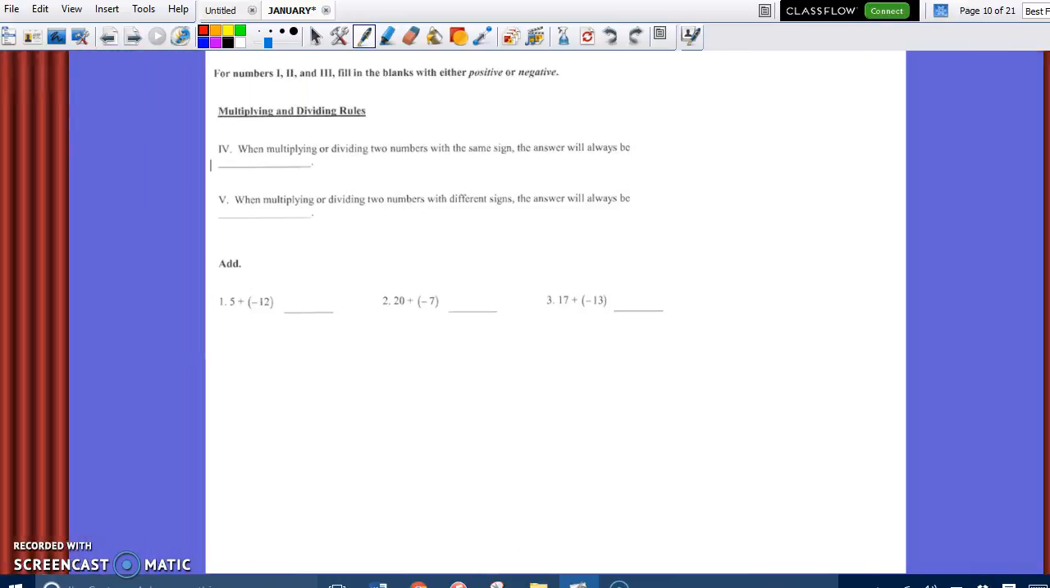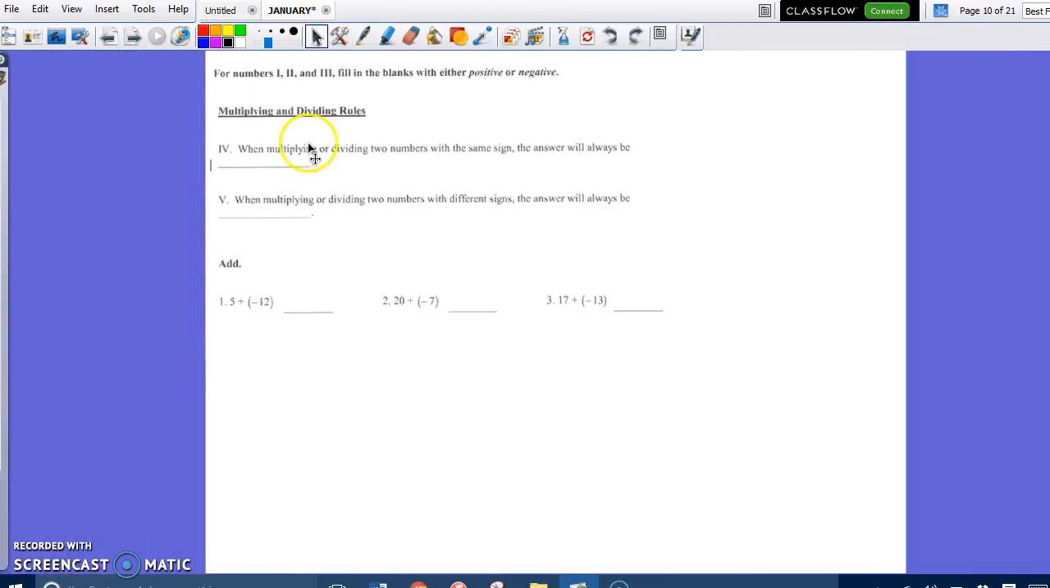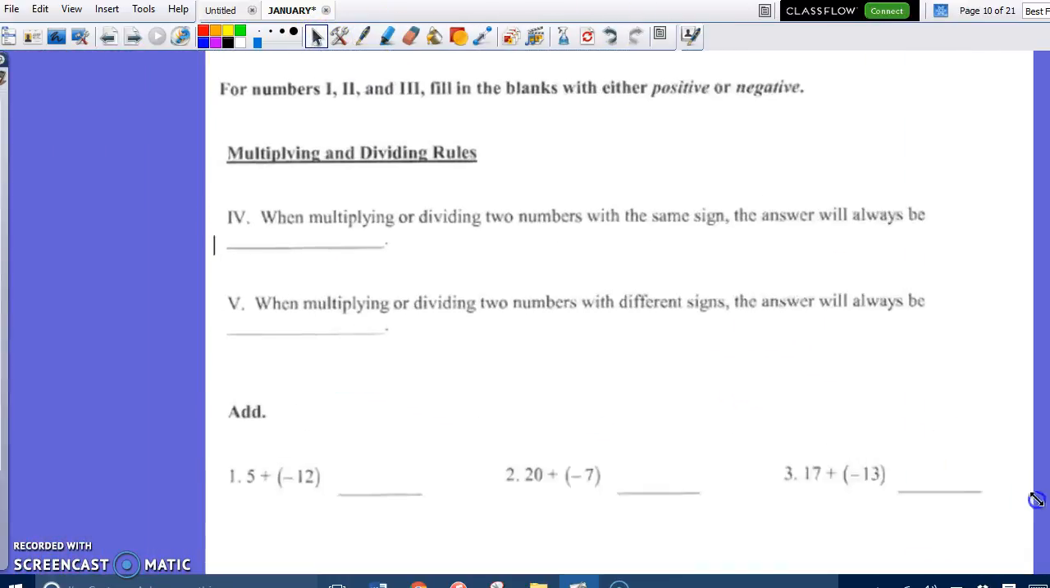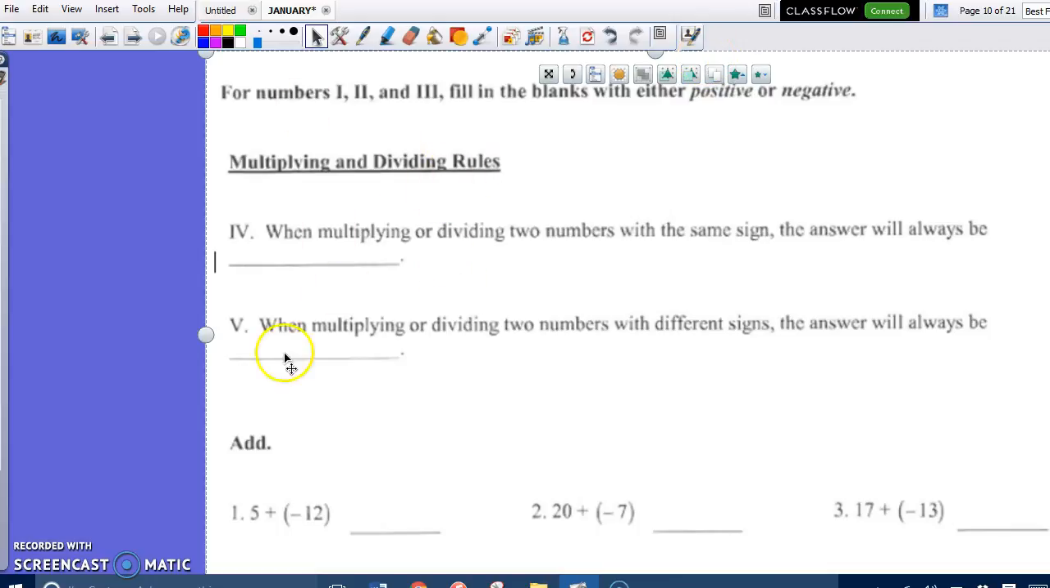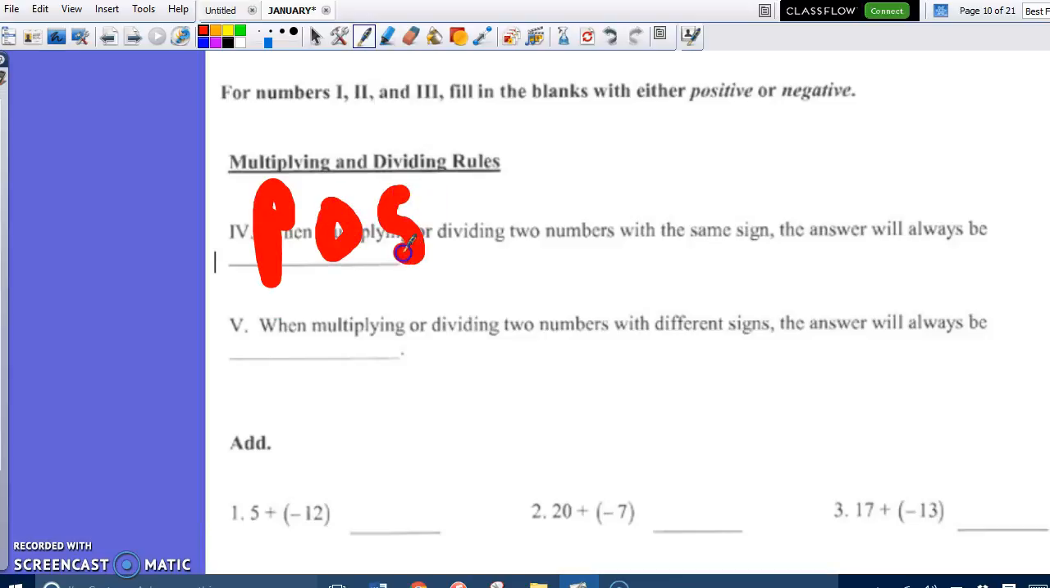I'm going to go over here to the second page. Multiplying, dividing. Lauren, when multiplying or dividing two numbers with the same sign, the answer will always be? Positive. Right? Answer is positive. Lee, when multiplying or dividing two numbers with different signs? Negative. Good job, Lee. The answer will always be negative.